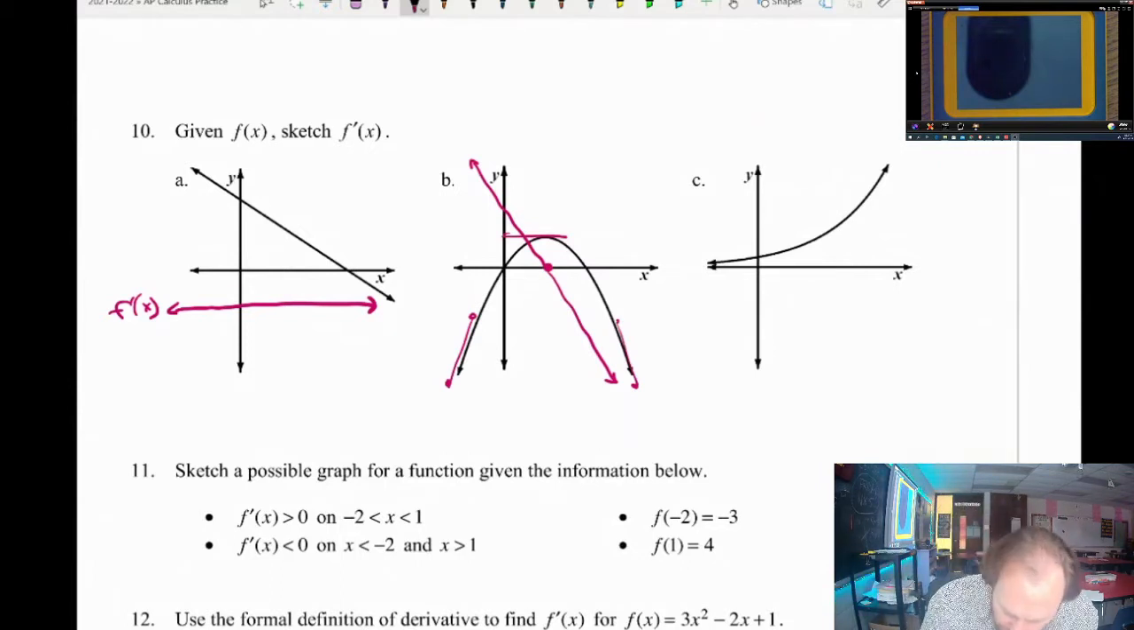Question C is going to start off really close to 0. Looks like the slope is 0 right about there. It's never going to be 0, but it's going to start off. And it looks like the slope is just kind of continually increasing.